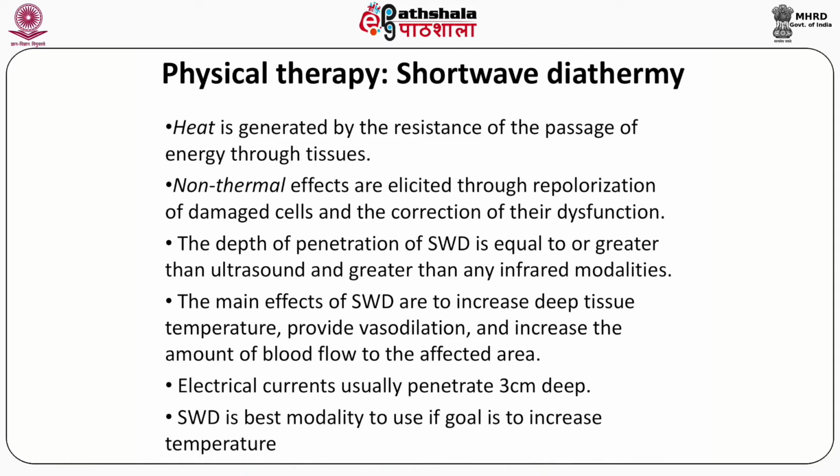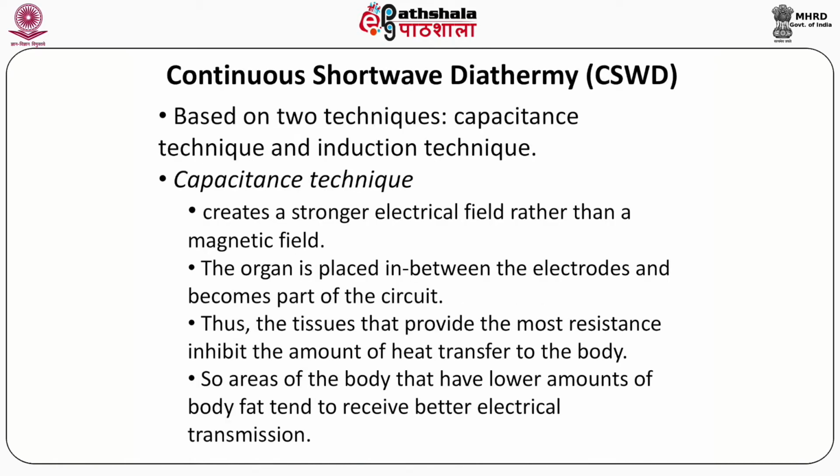The main effect of shortwave diathermy is to increase deep tissue temperature. As the shortwave passes through the tissue, it increases the temperature, to provide vasodilation and increase the amount of blood flow to the affected areas. These electric currents usually penetrate 3 cm deep. The shortwave diathermy is the best modality to use if the goal is to increase temperature. So as we have talked, the shortwave diathermy is used in two forms.